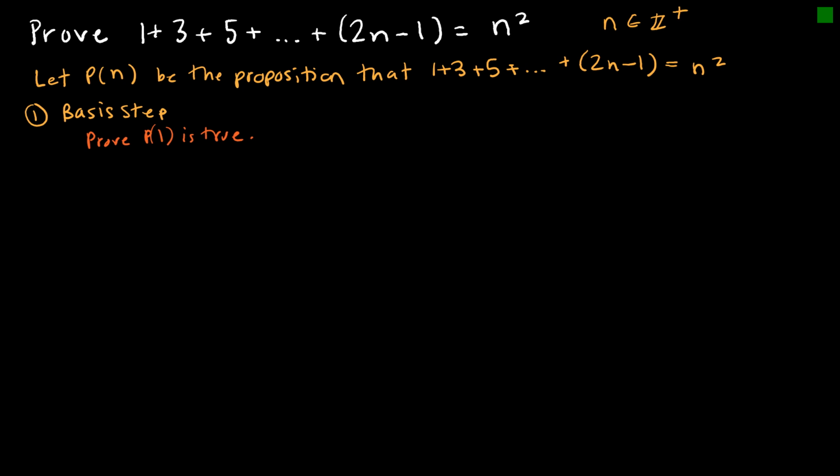And what I can do then is say, well, that would be 1 equals 1 squared. And is that true? Yes, 1 equals 1. Therefore, the basis step is proven. We'll do it that way. 1 equals 1. The next step is the induction step, or the inductive step.